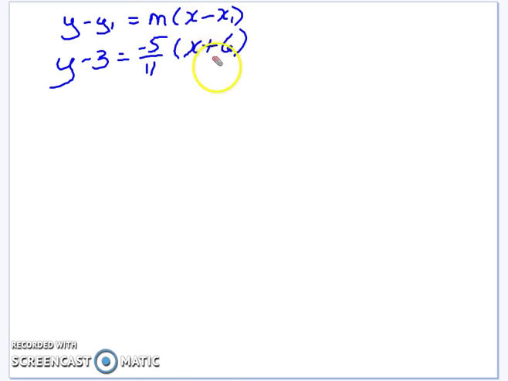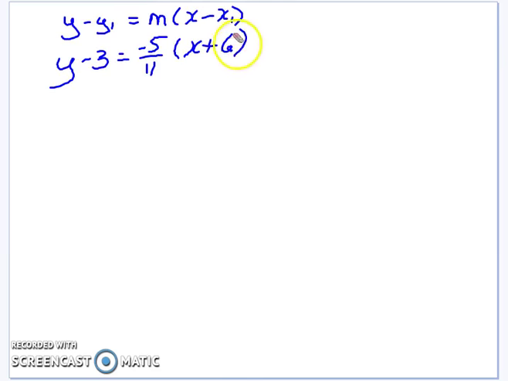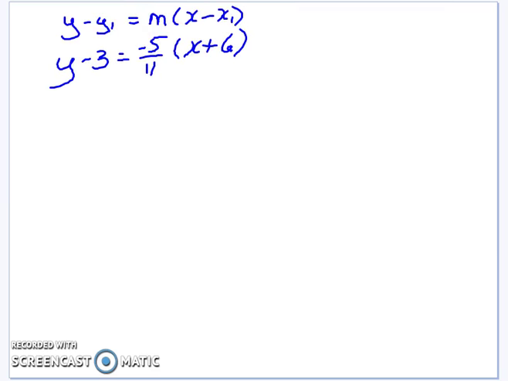We'll fill in here with our brackets, x plus 6. In the coordinate point it was -6. So when we go over here it becomes x minus -6, and the double negative makes a positive. So now we have the slope point form of the equation, which is y minus 3 is equal to -5 over 11, x plus 6. Great.